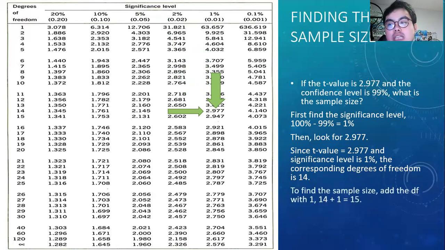To get the sample size, we need to add 1 to the degrees of freedom, which is 14, giving 15. So the sample size is 15. Okay?